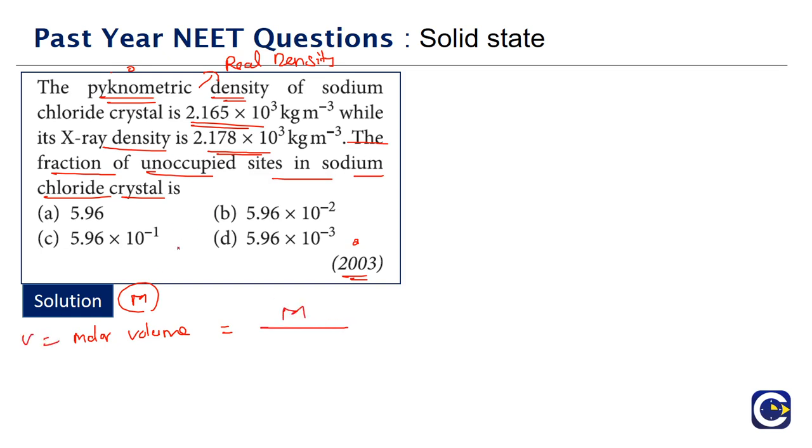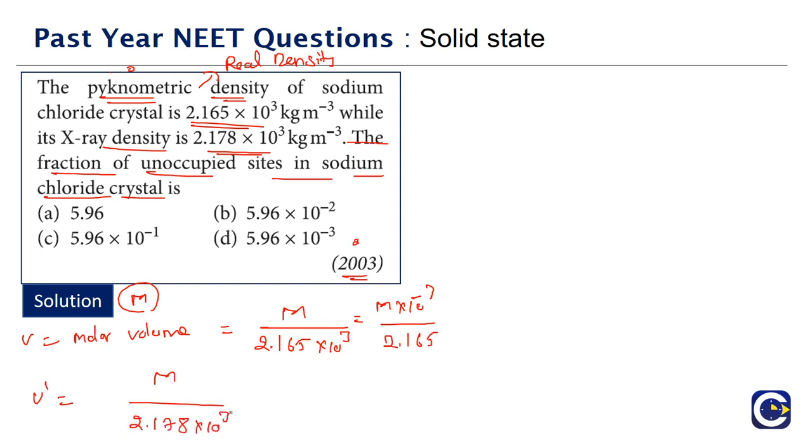Let's say the actual molar volume V is what? Mass by, we have to use the pycnometric density, which is 2.165 into 10 power 3. That is M into 10 power minus 3 by 2.165. And what is V dash? V dash is the volume that is considered by removing the unoccupied sites. That will come from the X-ray density calculation. It will be equal to M by 2.178 into 10 power 3, which is M into 10 power minus 3 by 2.178.